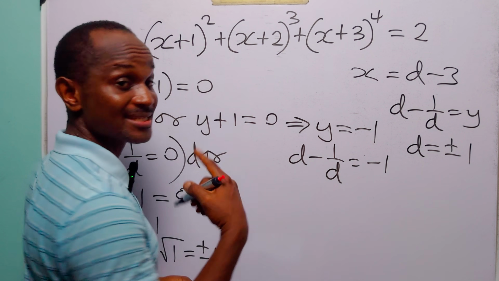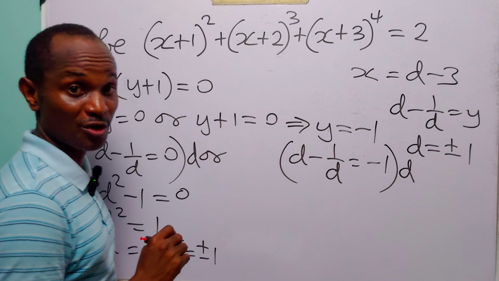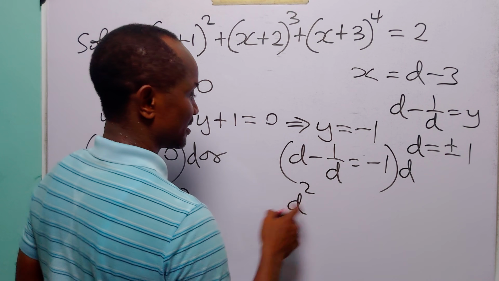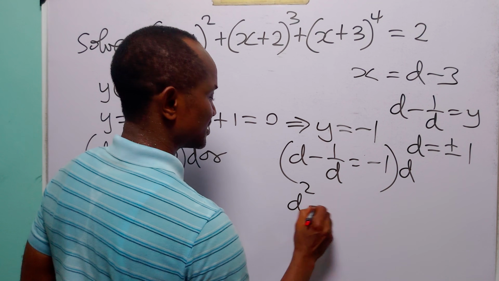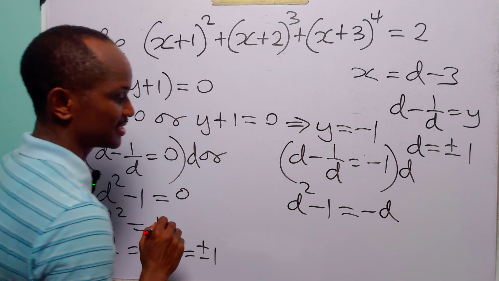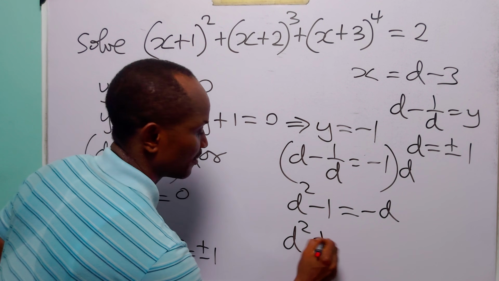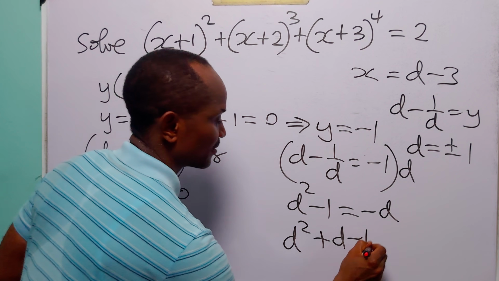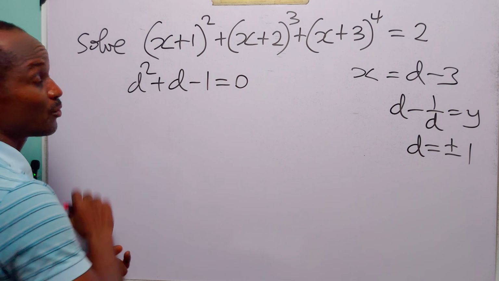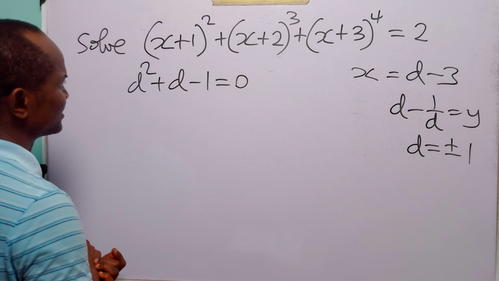Now, in the second case, once more, to get rid of this fraction, we multiply through this equation by d. D times d is d squared. Minus 1 over d times d is minus 1. And minus 1 times d is minus d. From here, we have d squared plus d minus 1 is equal to 0. Now, we cannot solve this quadratic equation by factorization, so let us complete the square.